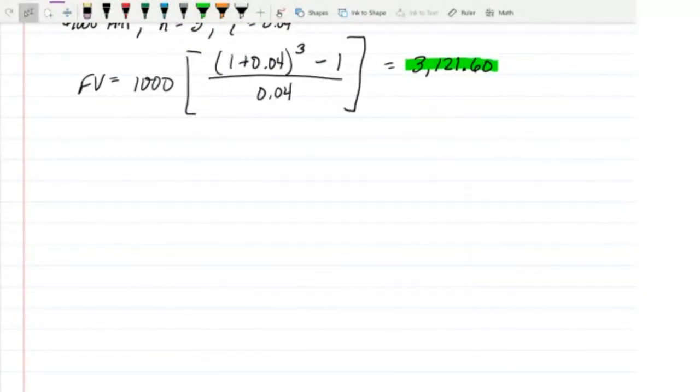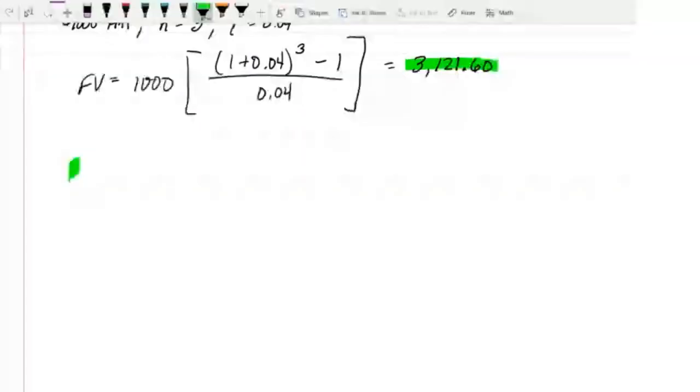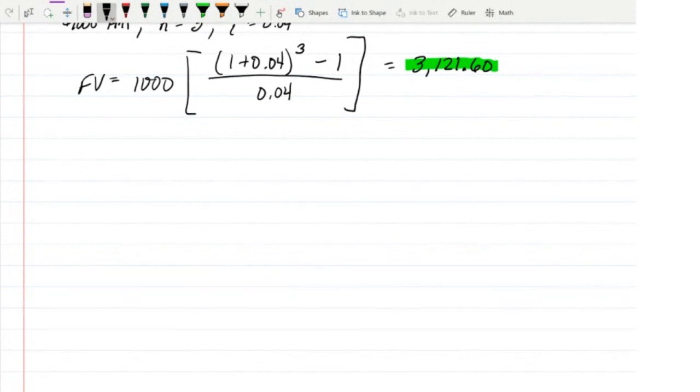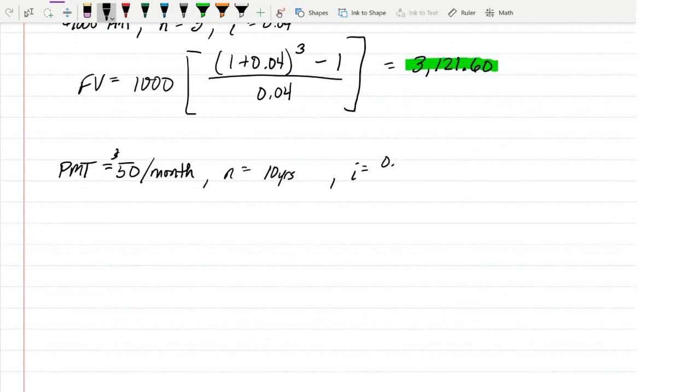Let's do another scenario. Let's say that I'm saving up $50 a month. So let me save up $50 a month, and I'm going to leave it in the bank for 10 years. But my bank account earns, let's say, 2% interest, but that's going to be split out per month.